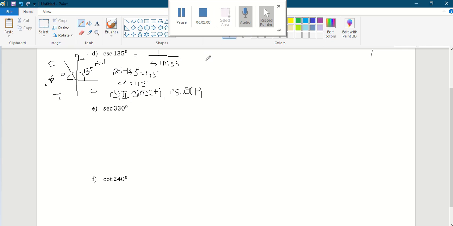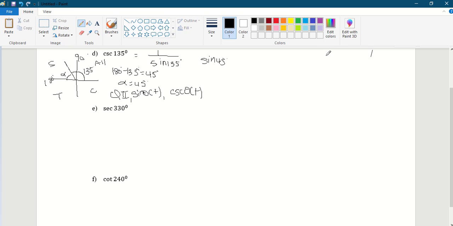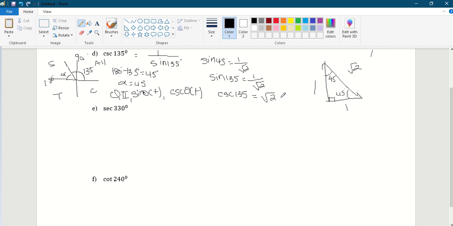Now value of sine 45, again using one of those special triangles, let's quickly sketch it here. This is 45 degrees. This is 1, this is 1, this is root 2, this is also 45. Sine 45, cos 45, both are 1 over root 2. So in our case then, sine 135, in the second quadrant, it will be still positive. So it will be still 1 over root 2. And finally, cosecant 135 is reciprocal of that. So it will be just root 2.